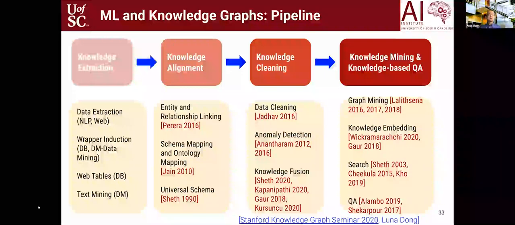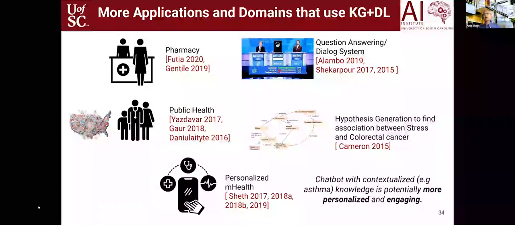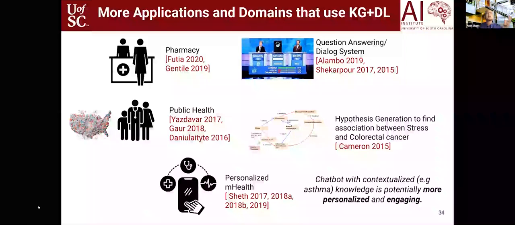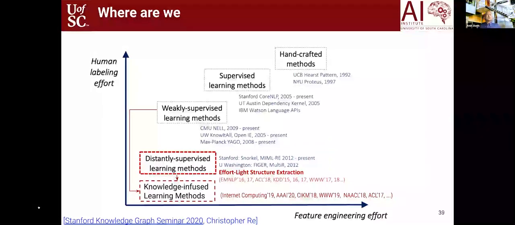So there's a bunch of examples that I've given here, mostly from prior work in my team, where you see that these are all interleaving. One thing helps another one. And that's kind of important. I'll come back to this later on. There are many other applications that we already know of that use both knowledge graph and deep learning. These are listed here. So where are we?